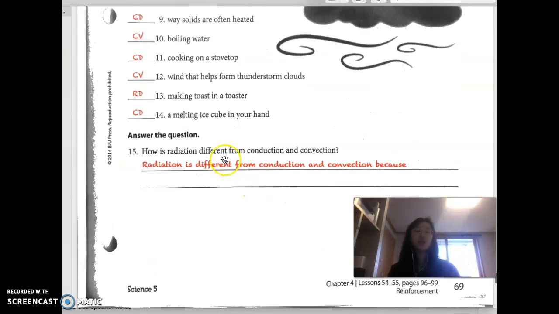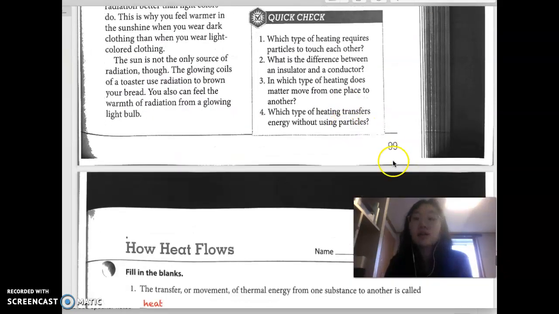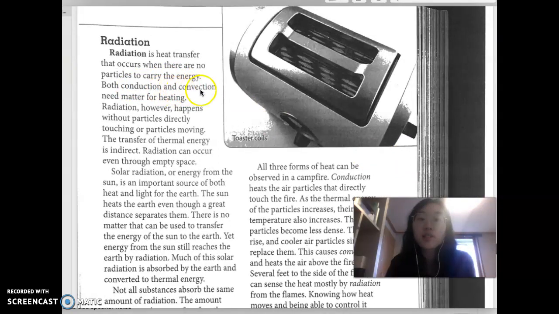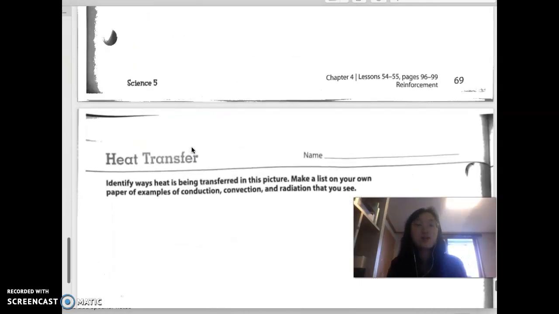Great. Answer the question, how is radiation different from conduction and convection? So to answer this question, ask yourself, what do conduction and convection have in common? Something that they share that radiation does not share. So radiation, there's no direct contact. There's no touching at all. You don't need matter to transfer the heat, right? However, in conduction and convection, you do need matter in order to transfer it. You can actually see this on page 99. Both conduction and convection need matter for heating. Radiation, however, happens without the particles directly touching or particles moving. So that is the difference.